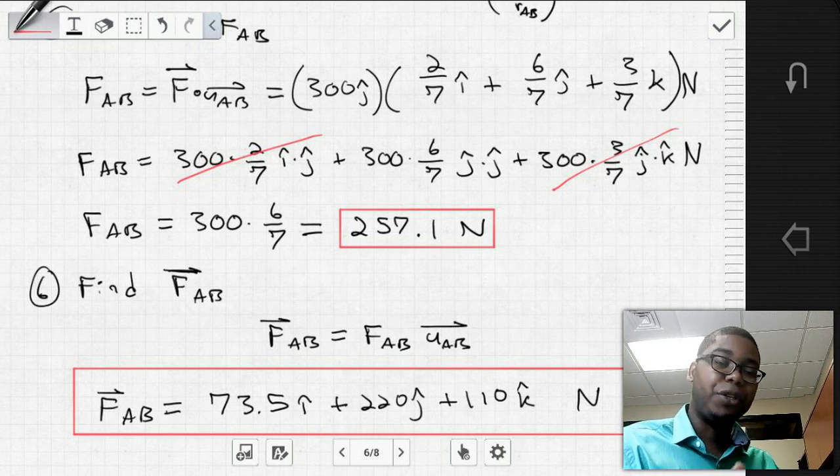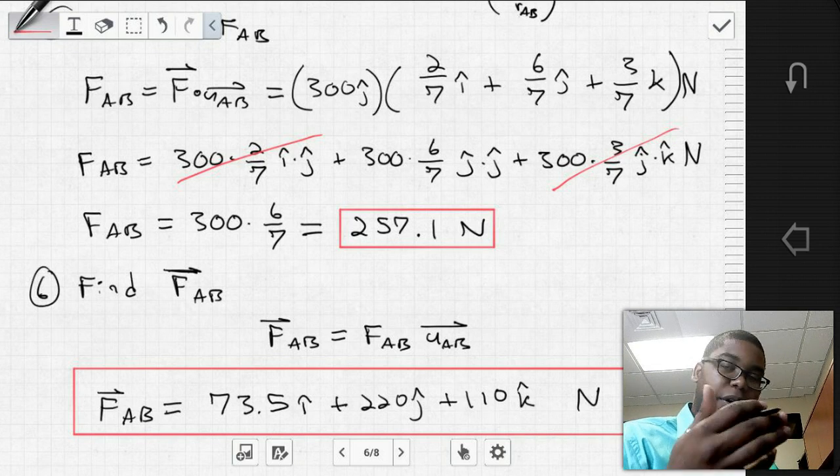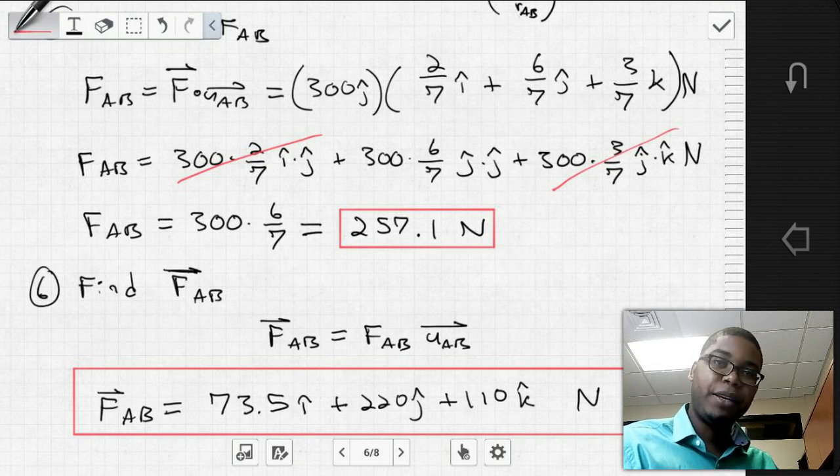Let's go ahead and find the Cartesian form. Very simply, the Cartesian vector of the force directed along AB is going to be the magnitude of that force times the unit direction vector from A to B. And we've already found that unit direction vector. Thus, the Cartesian force vector AB is going to be equal to 73.5 i plus 220 j plus 110 k newtons.